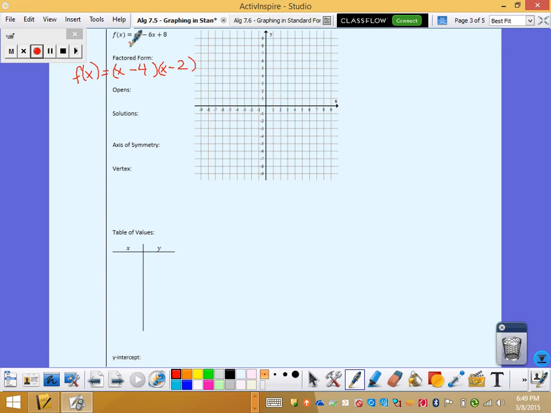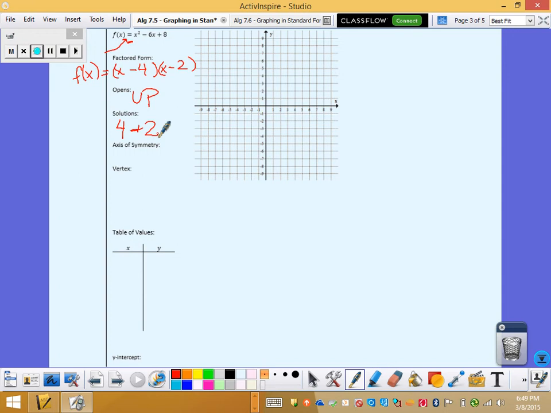Notice today we're working with a equals 1. So this number in front of everything is going to be 1, and it's positive. If that's positive, that means that our parabola is going to open up. The solutions, remember we solve by setting the factored form equal to 0, and we'll get 4 and 2. Those are the roots, solutions, x-intercepts, and zeros.